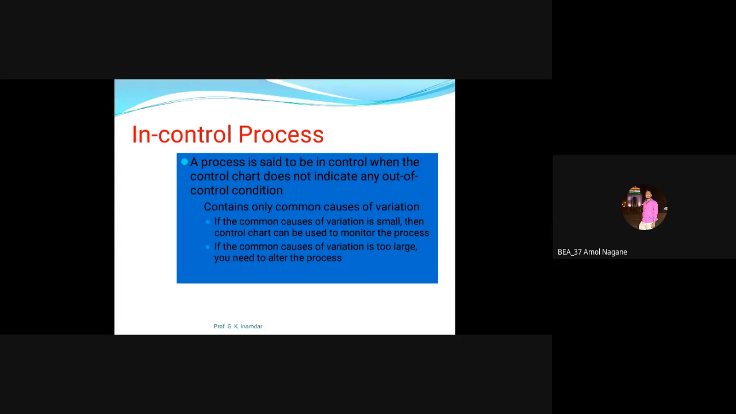I think we have discussed in the last chapter: a process is said to be in control when the control chart does not indicate any out of control condition and contains only common causes of variation. If the common causes of the variation are small, then control charts can be used to monitor the process. If the common causes of the variation are too large, you need to alter the process.